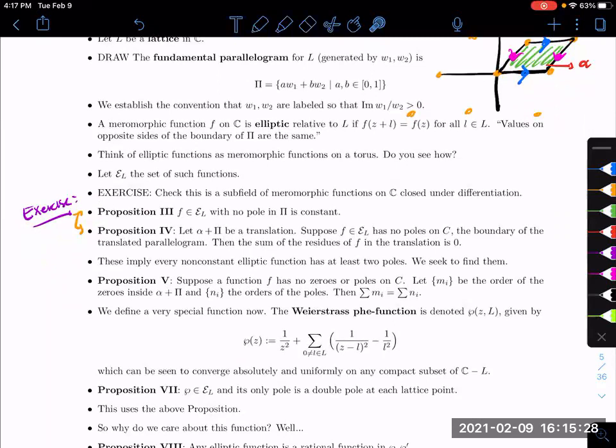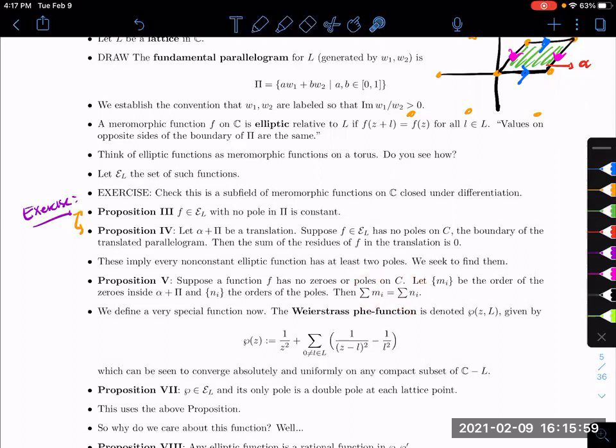And again, let's suppose F has no zeros or poles on the boundary of my translated parallelogram. If you look at the order of all the zeros and the orders of all the poles that are inside the translated parallelogram, then the sum of the orders of the zeros equals the sum of the orders of the poles. So this is a very complex analytic sounding statement that you might remember something similar from an introductory sequence on complex analysis.